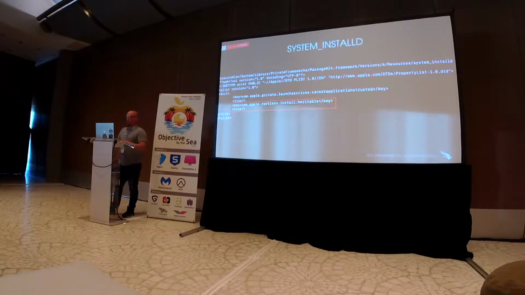And the reason for that, if you take a look at the system install D entitlements, you'll notice that it does in fact have the com.apple.rootless.install.heritable entitlement. So system install D is able to write to these SIP protected directories thanks to this entitlement, as where installer is not able to do that.